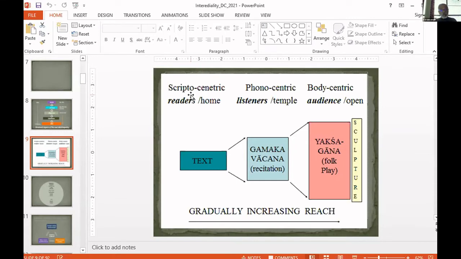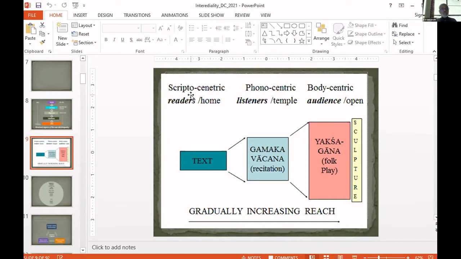And then they are also interpreted. There is an interpretation involved because the language has become archaic, or the public sphere within the temple or the monastery is not able to understand the language. So there is an interpretation. When the music gets into that, there is already another epistemology, the epistemology of music, and the social epistemology that is associated with it.